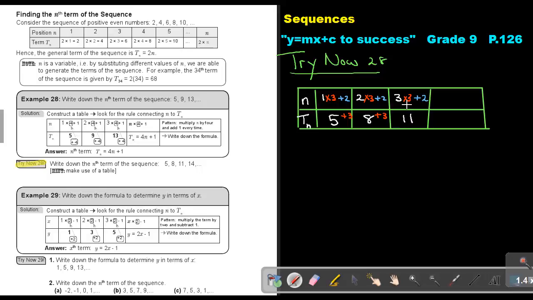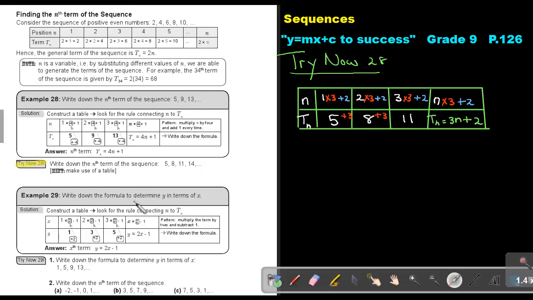So basically, I'm taking n, multiplying it by 3, and then adding 2. If I want to write that formula, I'm going to write Tn equals 3n, because n times 3 is 3n, plus 2. And that's my nth term. That is my formula. Okay, so let's go through the next one.